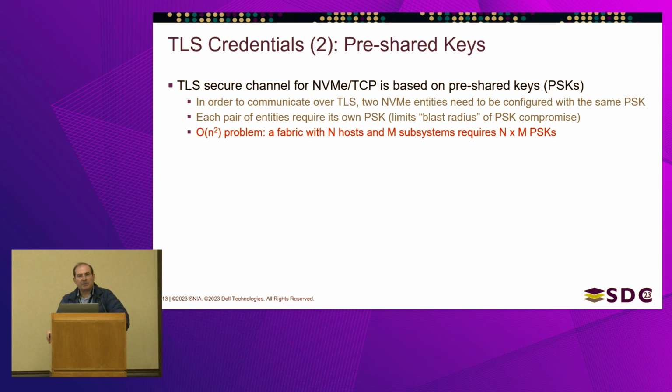What we have are pre-shared keys, which is an easier way to set up a TLS channel. So in order to communicate over TLS, two NVMe entities need to be configured with the same PSK, the same secret that only the two of us know. And each pair of entities in a fabric requires its own PSK. This is done to limit the blast radius in case one PSK has been compromised. The problem of this approach is that this is an O(n²) problem. If I have n hosts and m subsystems in a fabric, I now need n times m PSKs.